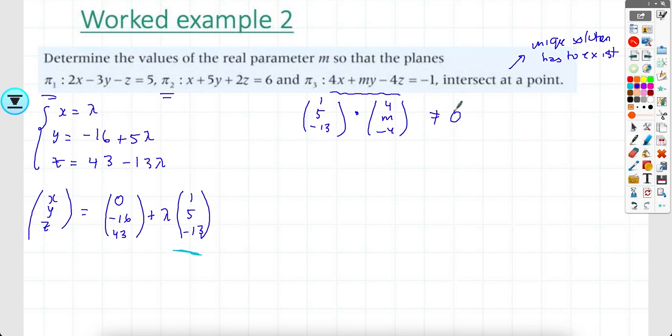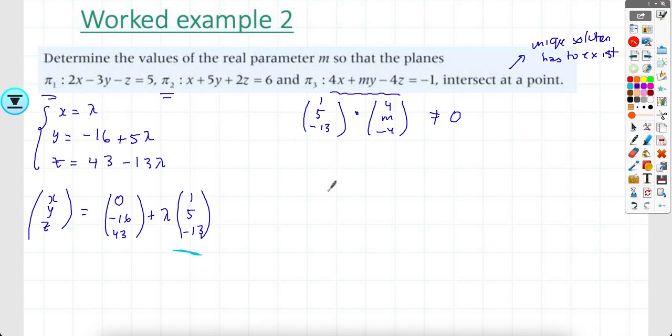Because if they were equal to 0, it means they are perpendicular, and then you're in the infinite solutions. And we want a unique solution. We want them to be parallel, not perpendicular. So in this case, if I don't want them to be perpendicular, it means I do not want their scalar product to be equal to 0.